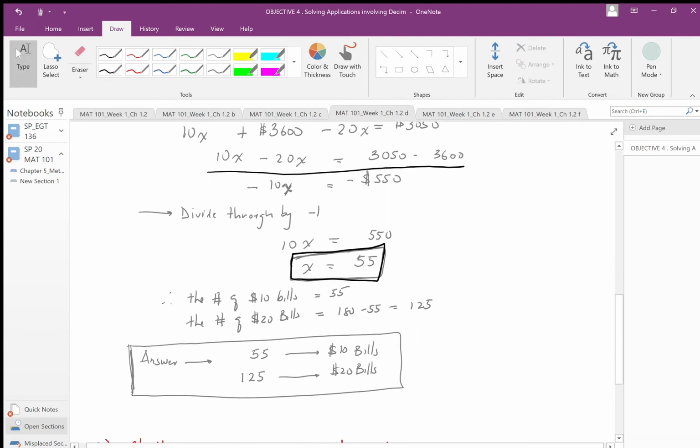Now we're not done yet. So if the number of $10 bills is 55, how many bills are $20 bills? So we can do 180 minus 55, which is 125. So we have 55 $10 bills and 125 $20 bills. Okay.